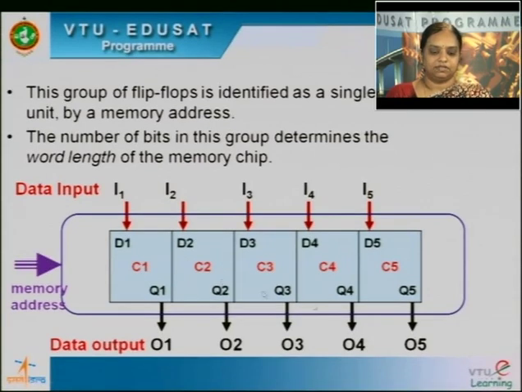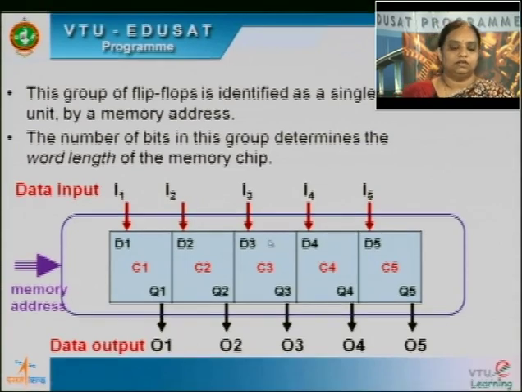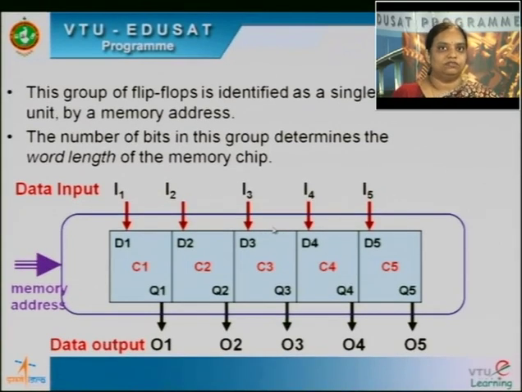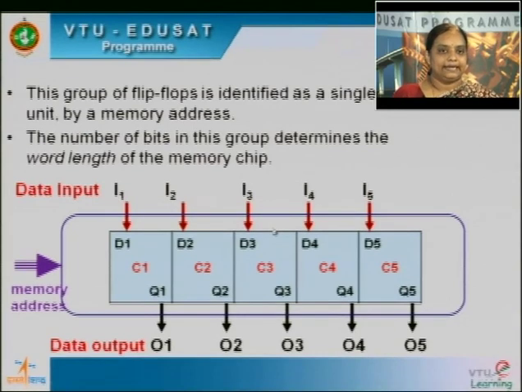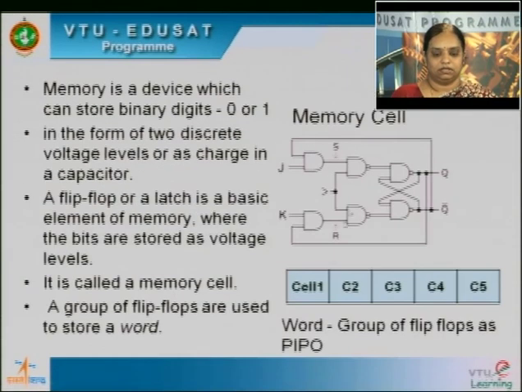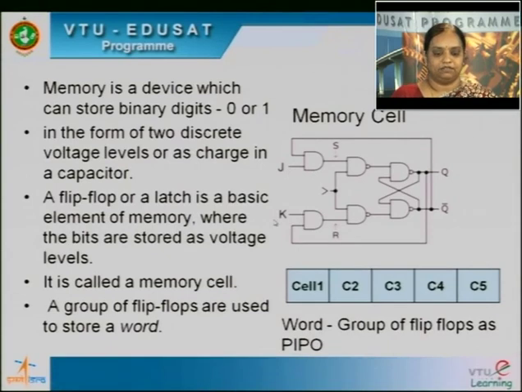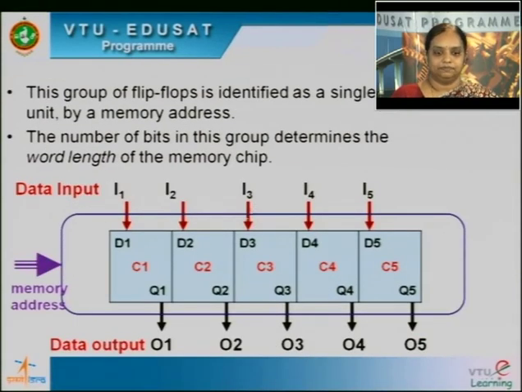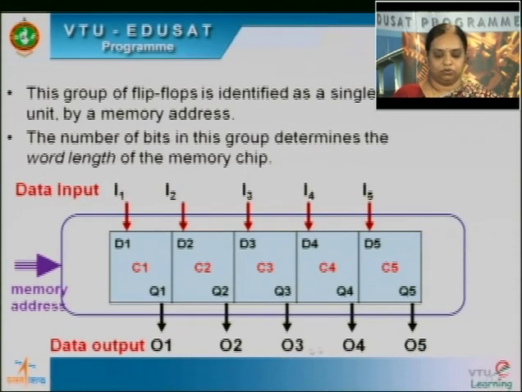The number of cells in this group of flip-flops defines the word length of the memory chip. In this example, I have C1 to C5, so the word length is 5. In any computer, the word length is generally arranged as 1 for DRAMs or 4, 8, 16 or 32 in that order. And every array of flip-flops here, I can call it a single memory word. You can see that there are input lines I1 to I5, which are equivalent to this J part here or D part here for a D flip-flop, wherein you write the data, and to read the data you read it at O1 to O5.